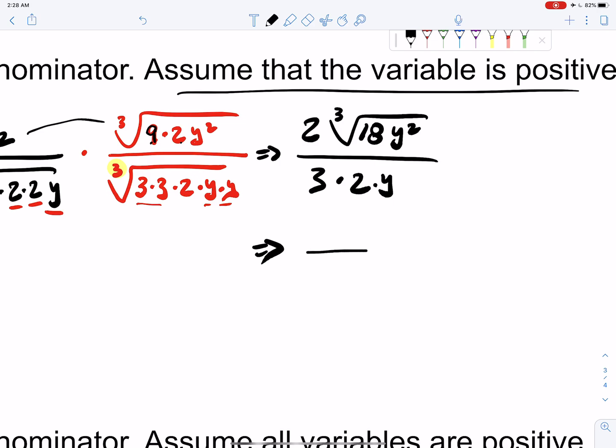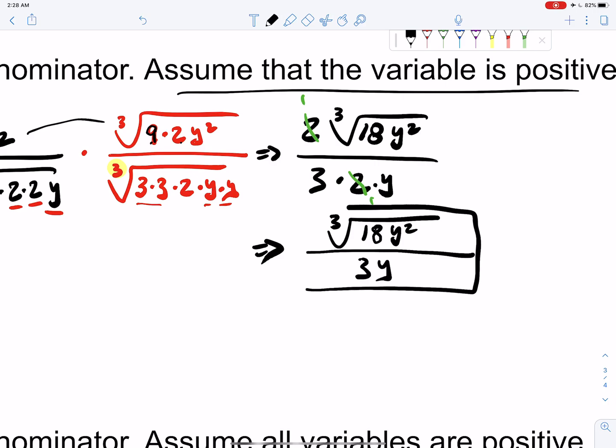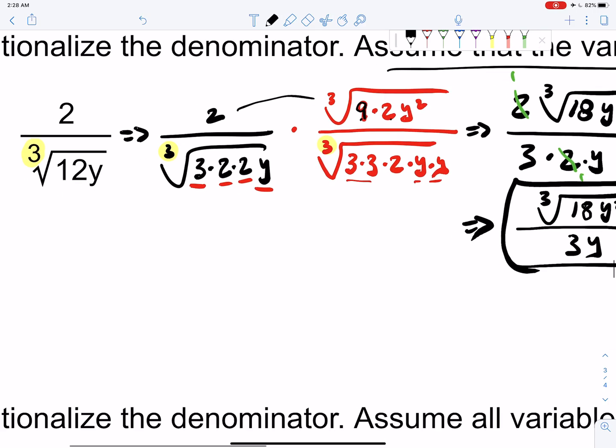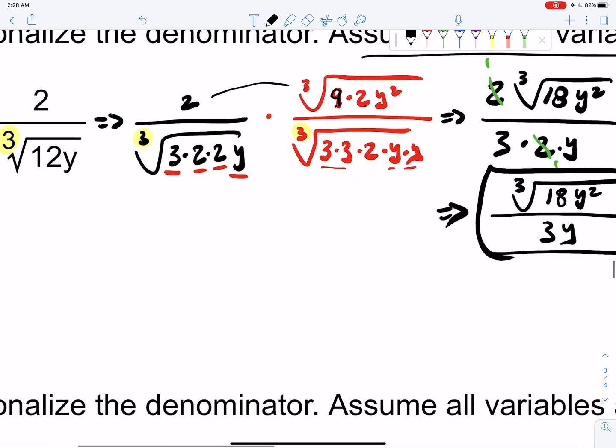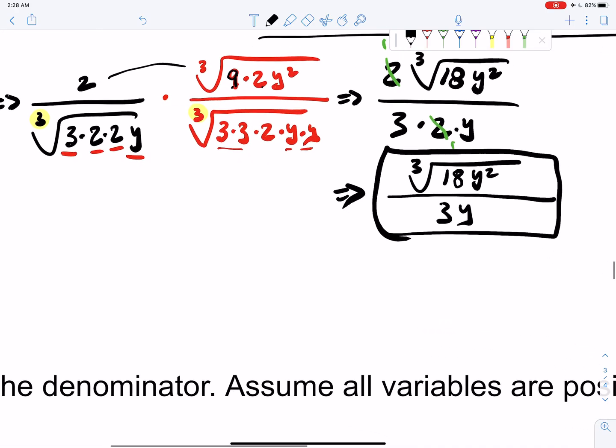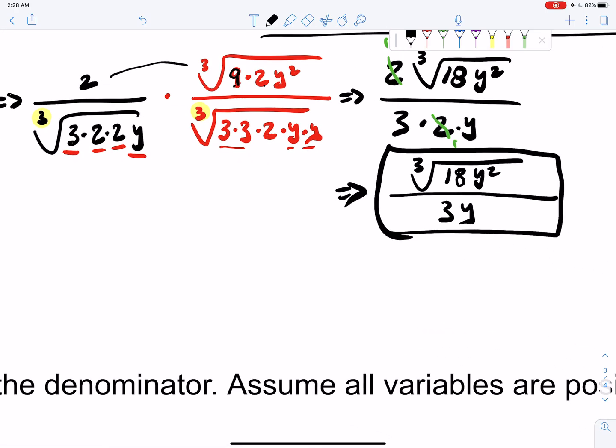Final answer. Up top. Oh, well, before we multiply, I see a common 2, right? Let's reduce our common 2's. Now, final answer. Up top, cube root of 18y squared over 3y. And that is the final answer for number 13. Cube root of 18y squared over 3y.